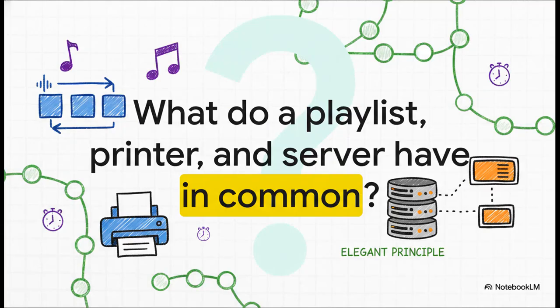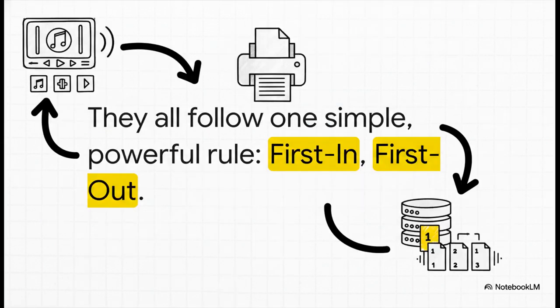So think about it for a sec. A music playlist, a printer queue, a web server juggling requests. On the surface, they seem like they have nothing in common. But deep down, under the hood, they're all run by the exact same really elegant principle, and it's one you already know from real life. Yep, that's it. It's that simple.